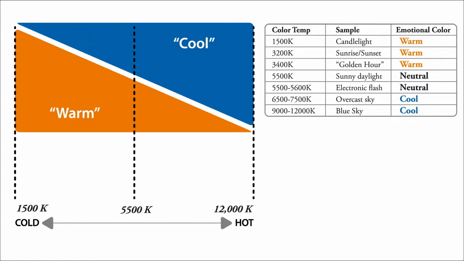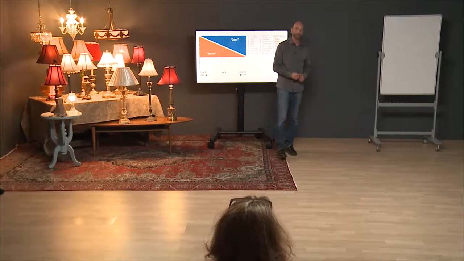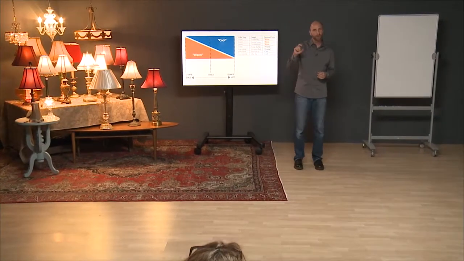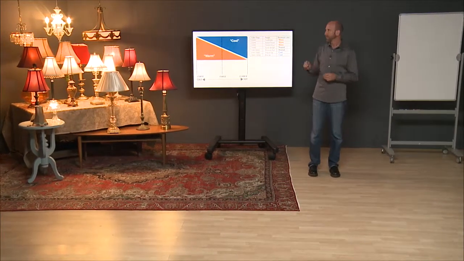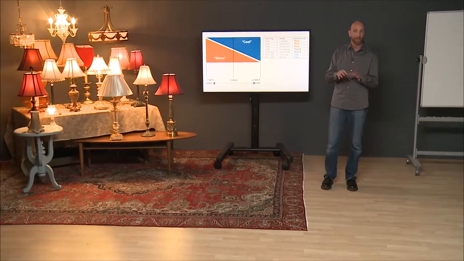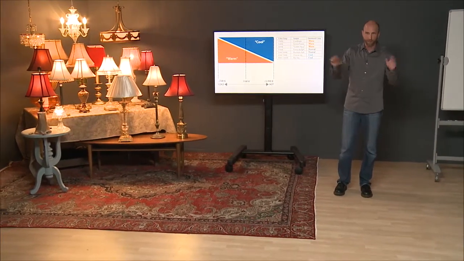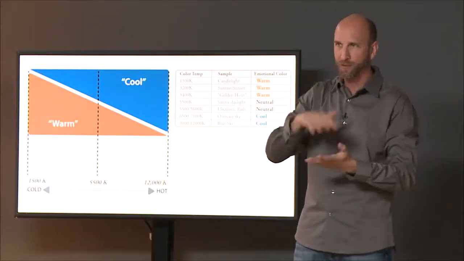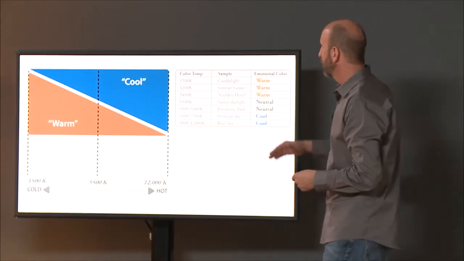All right, so in nature and in artificial light, we have some standards. A candlelight is down here on this low end. It's about 1,500 Kelvin. It's a very cold light source, and that's why it's so warm and ambery and orange. If you look at a fire, you'll see, again, blue goes to orange. So as it's cooling off, you'll see those things.